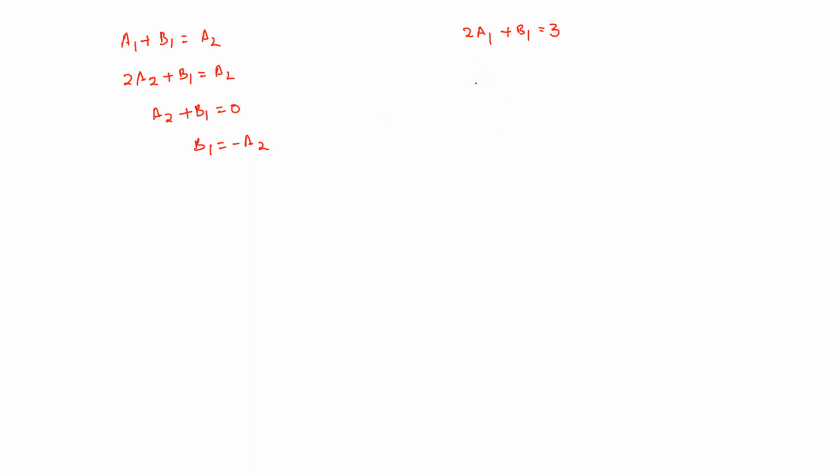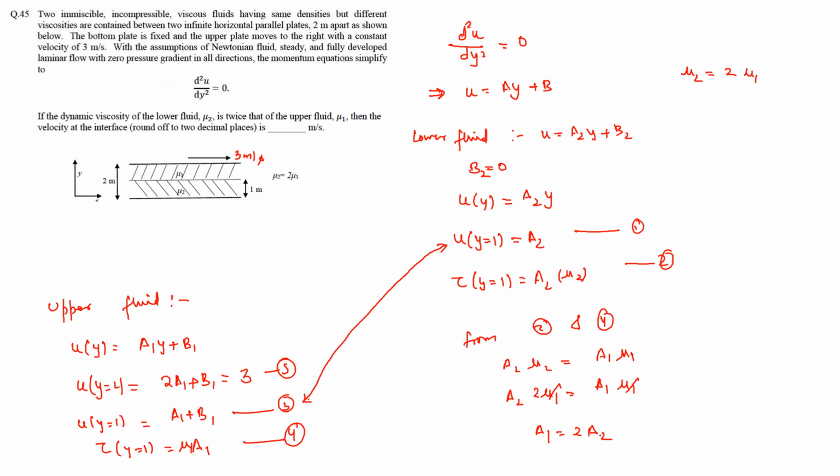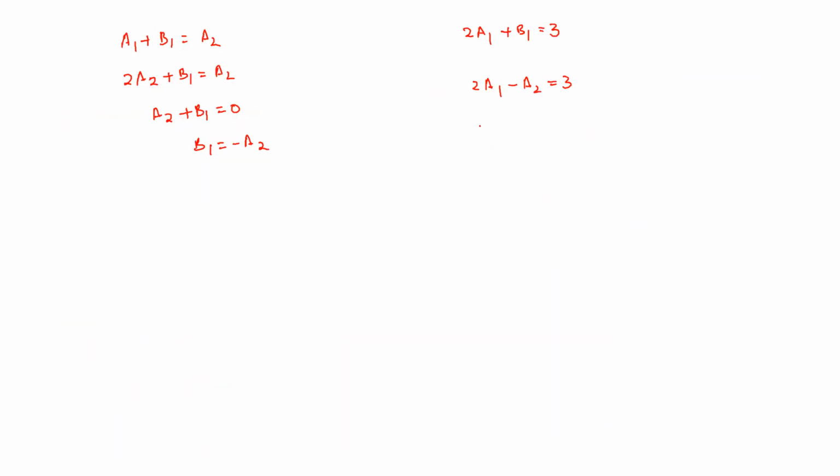So here we can substitute this. So 2a1 minus a2 is equal to 3. But we know that a1 is equal to 2a2. So this is 2 times 2a2, basically 4a2 minus a2 is equal to 3. So from here you can find that 3a2 is equal to 3, or a2 is equal to 1.